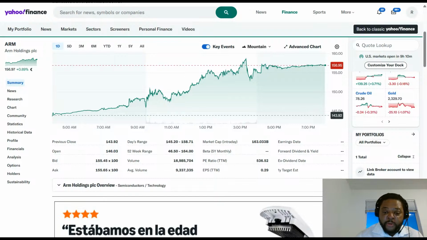Then you got forward dividend and yield. This is if the company had a dividend, it would say this. Ex-dividend date. This is the last date to get into that company to receive the dividend. They don't have it here. 1 year target estimate. This is what an analyst would say. Okay, this is the target that we're looking for.